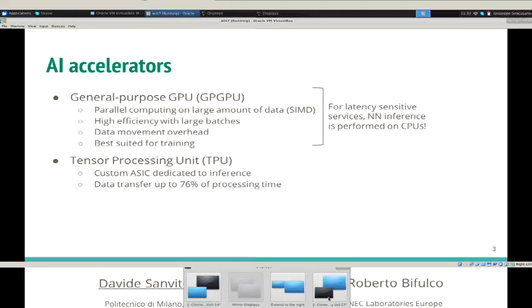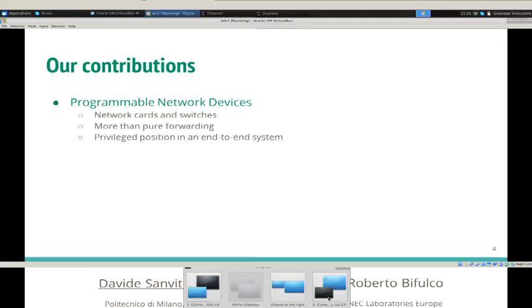Another category of accelerator is made of custom ASICs, which are dedicated to the neural network inference, like the TPU developed by Google. Also in this case, depending on the particular architecture of the network, the data transfer to the accelerator can introduce delay, and this movement can constitute a big amount of the processing time. In this paper, we are exploring a third possibility, which is the use of programmable network devices. Those devices, such as smart NICs or network switches, nowadays can do much more than pure forwarding. They are able, for example, to execute logical and arithmetical operations on the data, which is read from the packet or from the local memory of the devices.